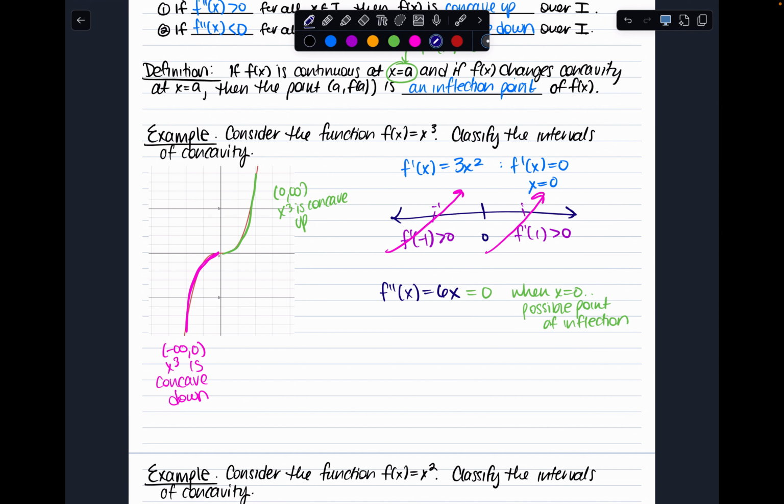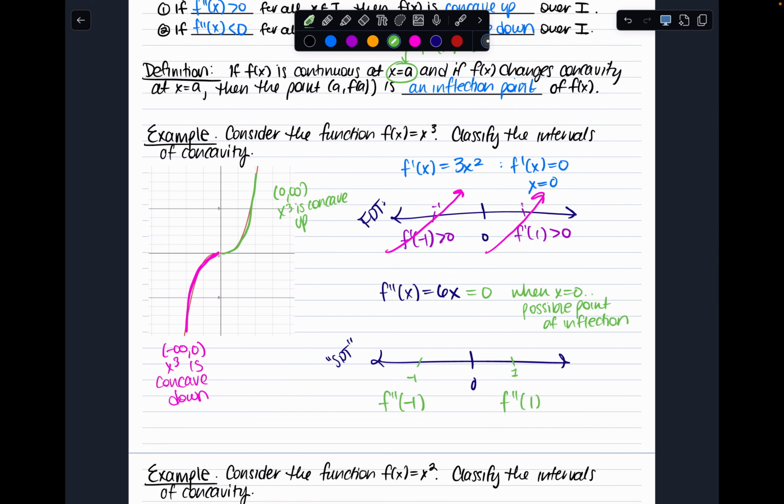Okay, so this was the sign diagram for the first derivative test. This is going to be a similar method. We're going to make a sign diagram for the second derivative test. Again, technically it's the test for concavity, but we're testing the second derivative. We're testing f double prime at -1 and f double prime at 1.